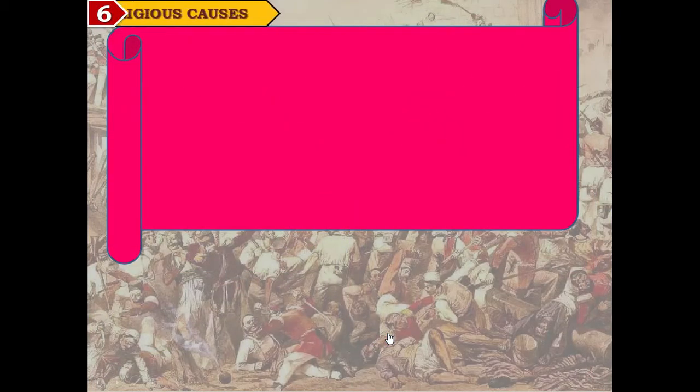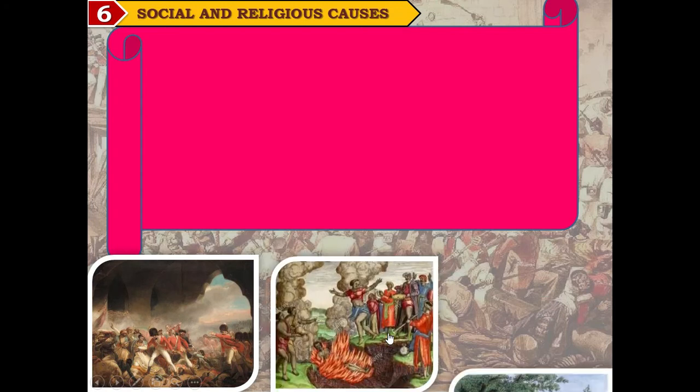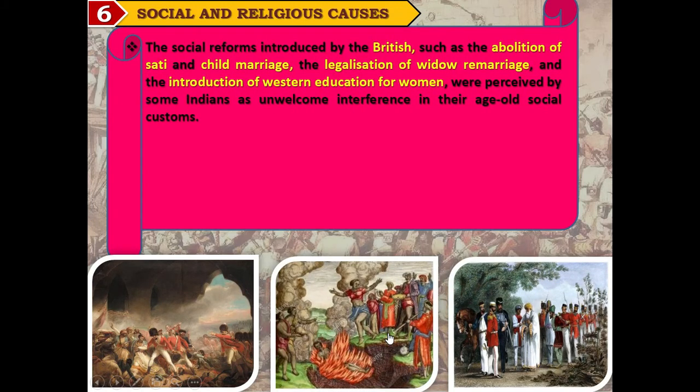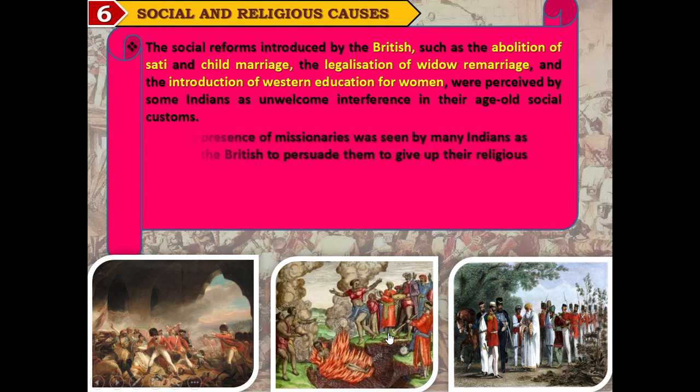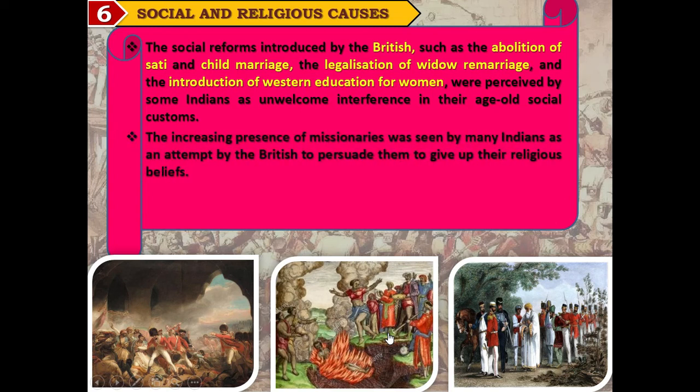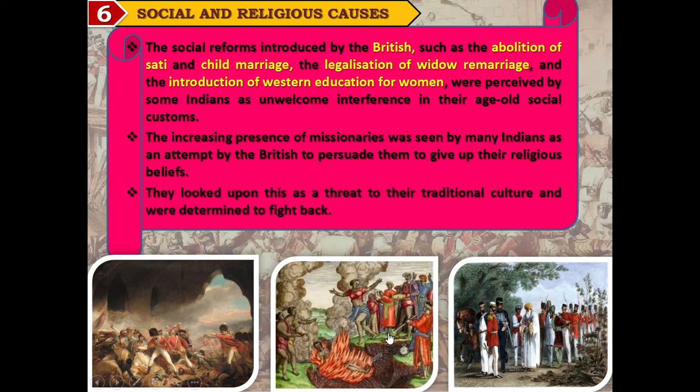So the next one is the sixth, the social and religious causes, children. The social reforms introduced by the British, such as the abolition of sati and child marriage, the legislation of widow remarriage and the introduction of western education for women, were perceived by some Indians as unwelcome interference in their age-old social customs. The increasing presence of missionaries was seen by many Indians as an attempt by the British to persuade them to give up their religious beliefs. They looked upon this as a threat to their traditional culture and were determined to fight back against the British.